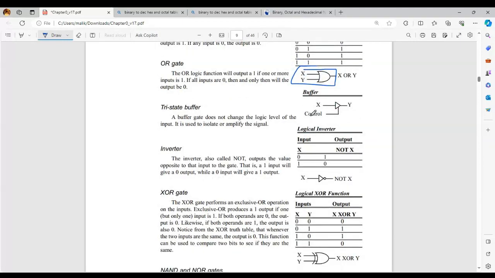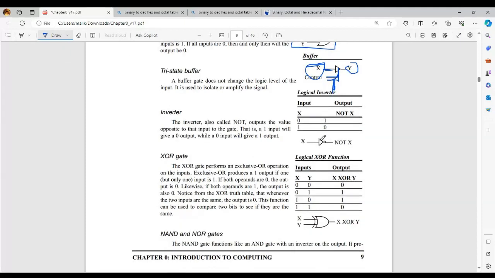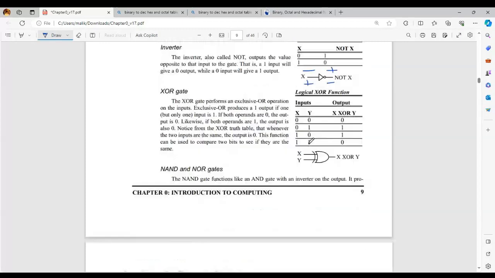In the tri-state buffer, it has this enable pin and this one input. When this enable is zero, this output would be unknown, and when this is 1, anything placed at this x would be replicated to y. Then there would be the inverter, which is the complement of any entry. Like if the input is 0, its output gets 1, and if the input is 1, its output gets 0.